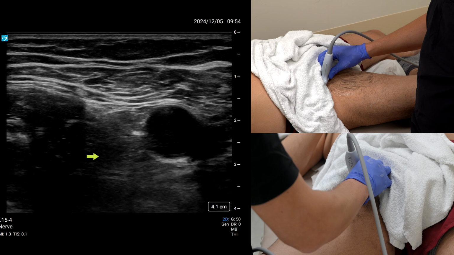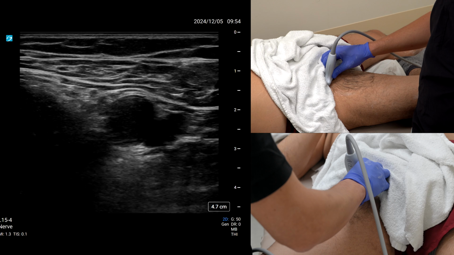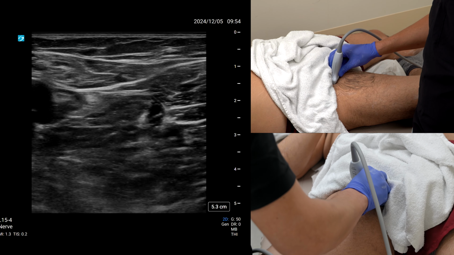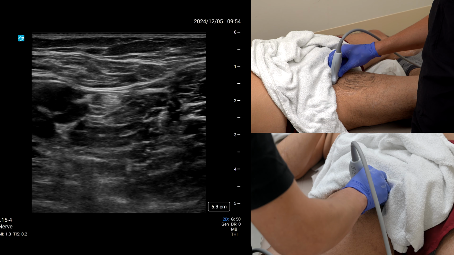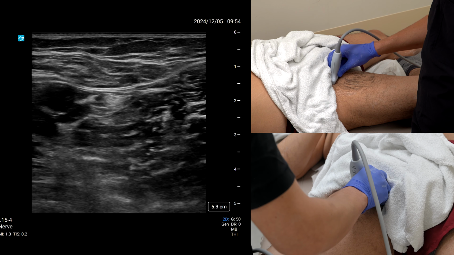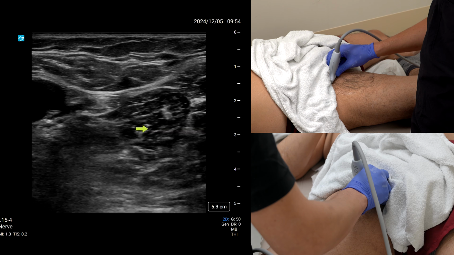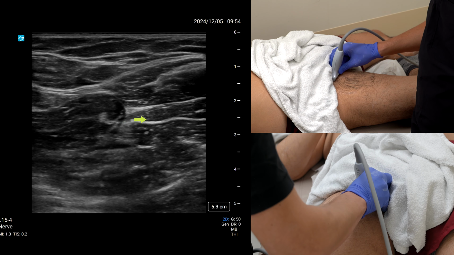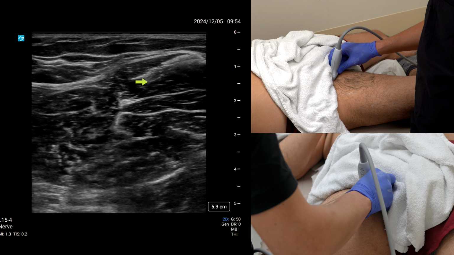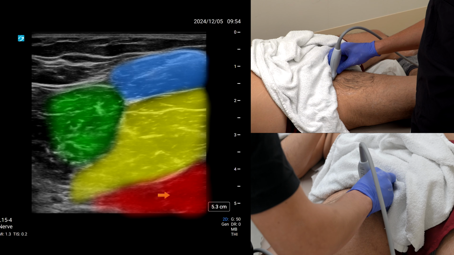So once we've found the femoral nerve and femoral artery, we can then increase our depth a bit. Okay, we can scan medially. And as we scan medially, what we'll see is the pectineus muscle here. That's this next muscle over. If we continue to scan, we'll see our adductor muscles. So this is longus, this is brevis, and this is magnus.